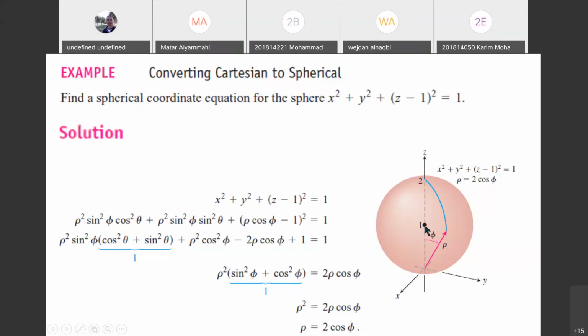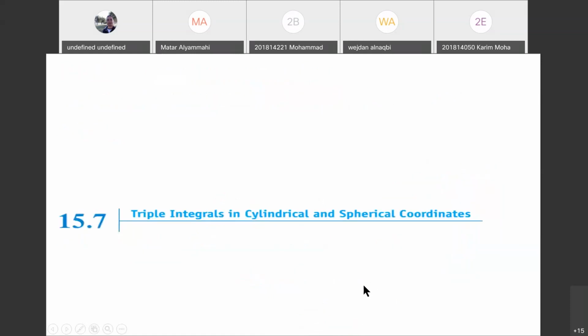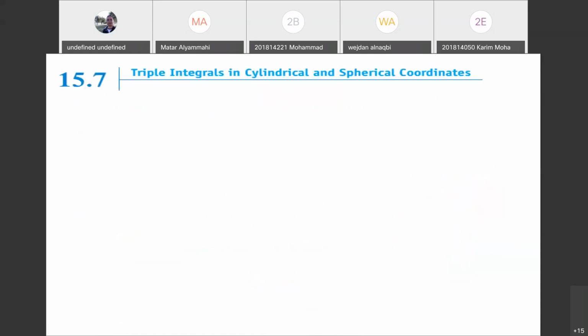The center is at z only, 1, and x and y are 0, right? So this point has x equal to 0 and y equal to 0 because it is on the z axis, right? So this point is (0, 0, 1). This is the center of the sphere and the radius is rho, right? Now we know the relation between the spherical and the cylindrical with the rectangular axis.